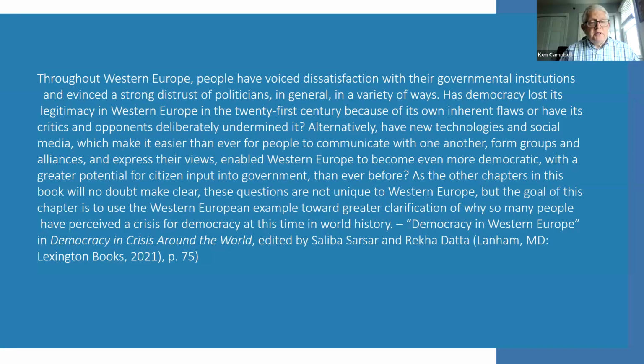As the other chapters in this book, a chapter in an edited book, will no doubt make clear, these questions are not unique to Western Europe, but the goal of this chapter is to use the Western European example toward greater clarification of why so many people have perceived a crisis for democracy at this time in world history.